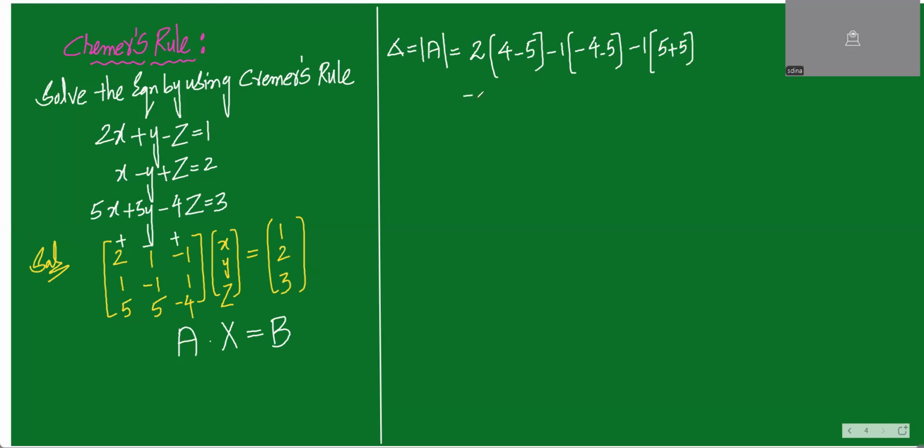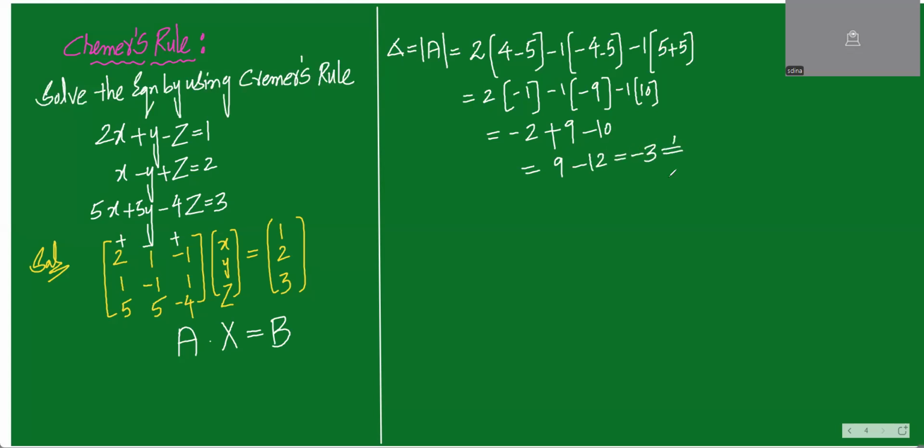This is equal to 2 into (4 minus 5 is minus 1), minus 1 into (minus 4 minus 5 is minus 5), minus 1 into (5 plus 5 is 10). Then if you simplify further, it is minus 2, minus into minus plus 9, minus 10. Okay, this is a positive 9, negative minus 12, which is equal to minus 3, which is not at all 0.